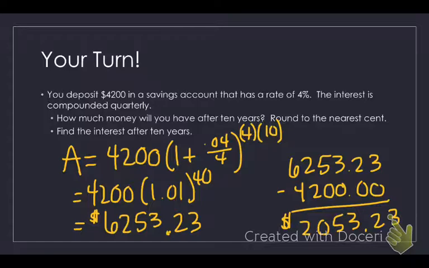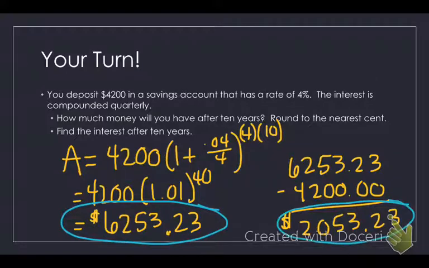Alright, so here I've worked out the problem. Let me pick a different color here so I can circle things. Here we go. So when you simplify, you find out that at the end of the 10 years, you have a little over $6,000 in your account. That's money that you haven't touched for 10 years, which is pretty cool. You haven't made buku bucks, but you made a little over $2,000, which is pretty good.